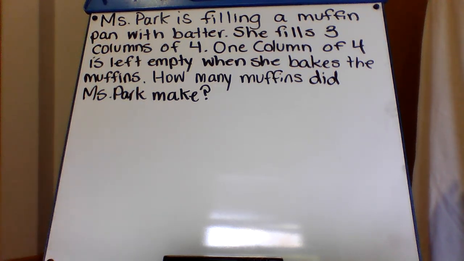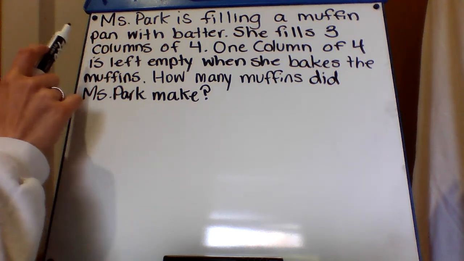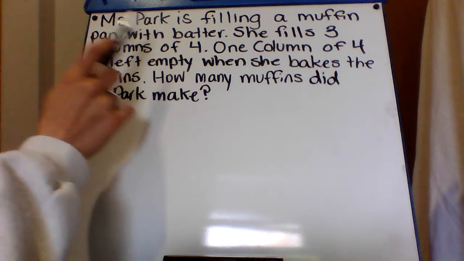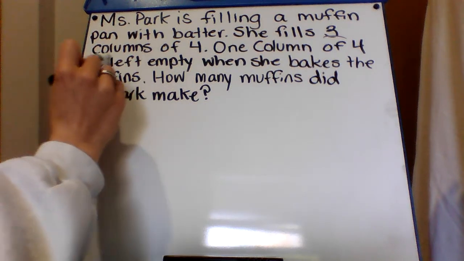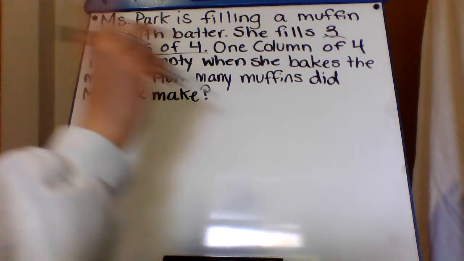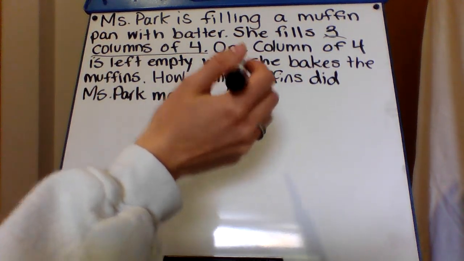Okay, so the sentence says, Miss Park is filling a muffin pan with batter. She fills 3 columns of 4. 1 column of 4 is left empty when she bakes the muffins. How many muffins did Miss Park make? So again, if you have to, read it again and look for that information. She's filling a pan with muffin batter, and she fills 3 columns of 4. And 1 column of 4 is left empty.